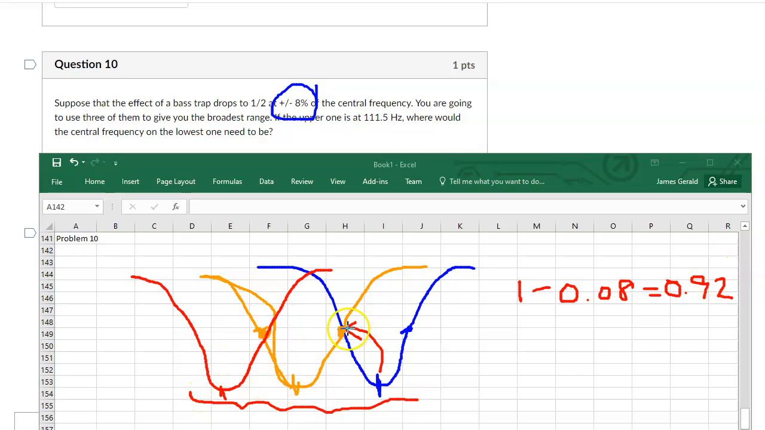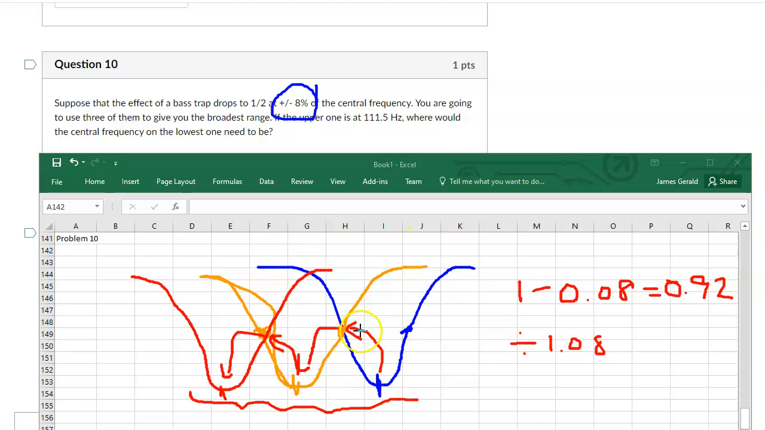Well, to go from here to there, to go up from here, you multiply by 1.08. So to go from here to there, you're going to divide by 1.08, all right, to go down. And then go from here to here, you're going to again multiply by 0.92. And then go from here to here, which is what I'm asking for, you're going to then divide by 1.08. So it's just walking down the chain to get to what is the central frequency on this lowest one, right?